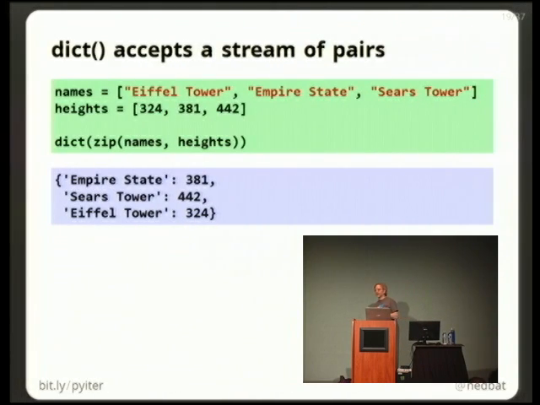And by the way, just as another example of where Python does interesting things with iterables, the dict constructor will take a stream of pairs, which means if we have a list, which is the names of our landmarks, and a list of their heights, dict of zip of names and heights will give us a dictionary mapping the names to the heights. Because the zip gives us a stream of pairs, dict takes a stream of pairs and makes a dictionary out of them. So we're manipulating data in very powerful ways by constructing iterables and consuming iterables.